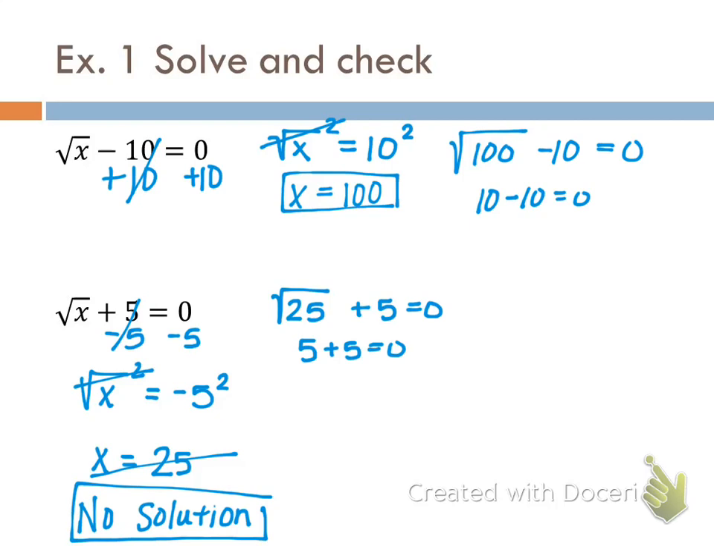Now, just because it doesn't work out does not mean you did something wrong. Okay? It just means the answer that we found looks like it works, but it doesn't. We did everything perfectly correct and found that x is equal to 25. But even when you check it, it doesn't work out. Okay, so your answer would just be no solution on those.